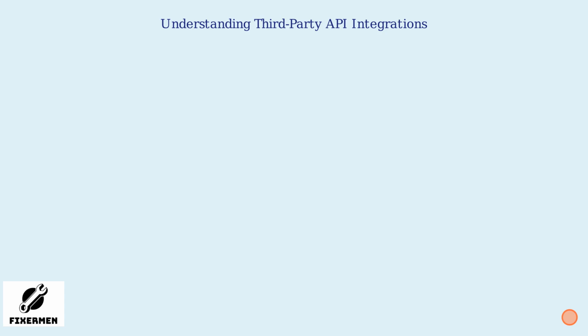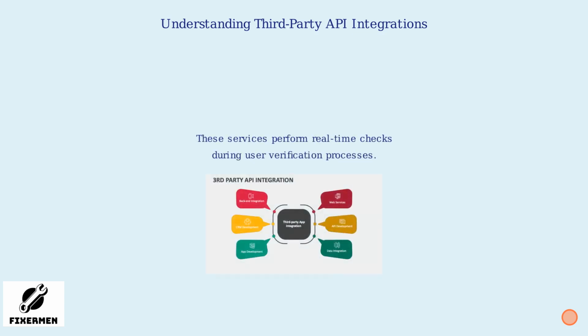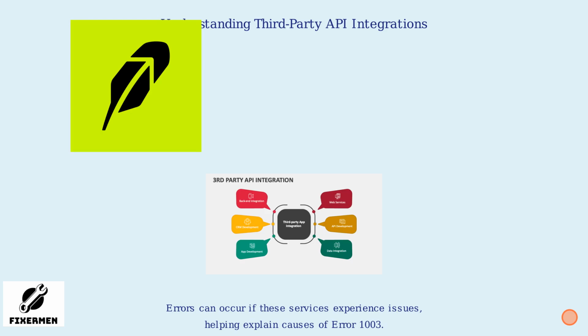These partners help Robinhood comply with regulatory requirements. The integration process involves API calls between Robinhood's systems and these third-party services, allowing for seamless real-time validation of user data. However, if these third-party services encounter downtime or technical issues, verification processes can fail, leading to errors like code 1003. Understanding this integration helps users recognize that some verification problems are beyond Robinhood's direct control.